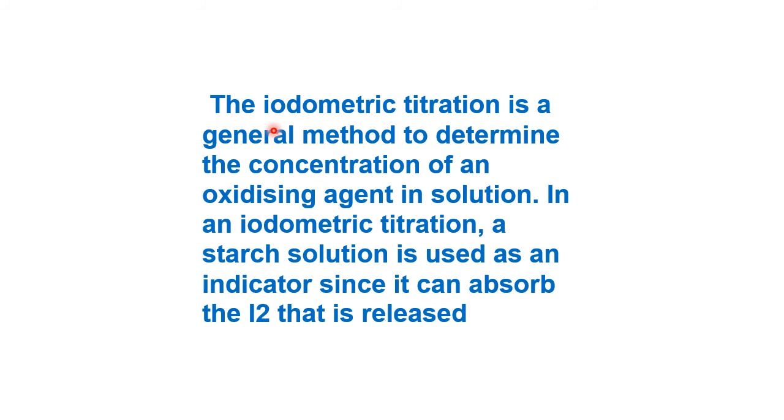Now this is regarding the iodometric titration. The iodometric titration is a general method to determine the concentration of an oxidizing agent in solution. In an iodometric titration, a starch solution is used as an indicator since it can absorb the iodine I2 that is released. To absorb that, we use an indicator known as what? Starch. The appearance of the blue color is the end point. This all we learn in the higher class. Just have an idea. This is not asked, but for your additional information, I am discussing it with you all.